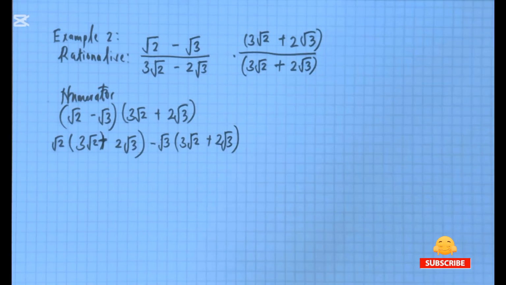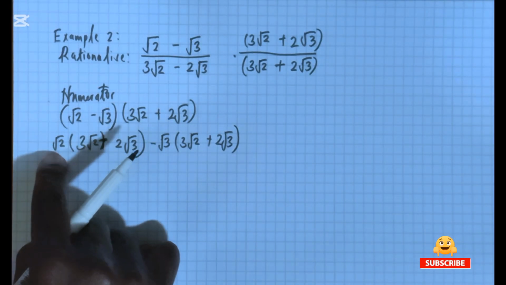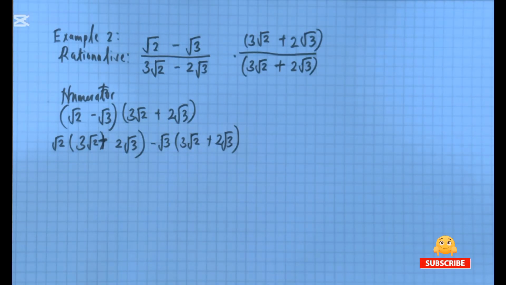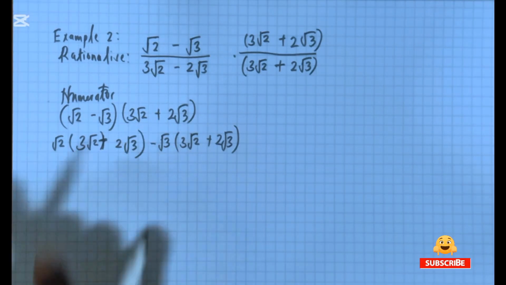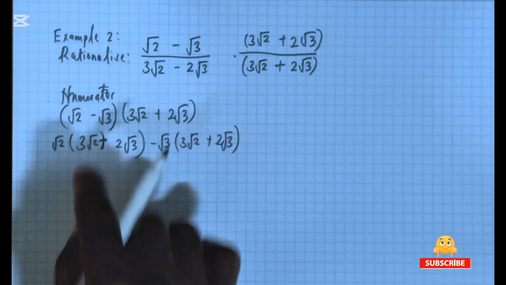Awesome. Yes, so basically it's going to be root 2 times 3 root 2. Okay, so root 2 times root 2 gives us 2. So we'll have 3 times 2 there.